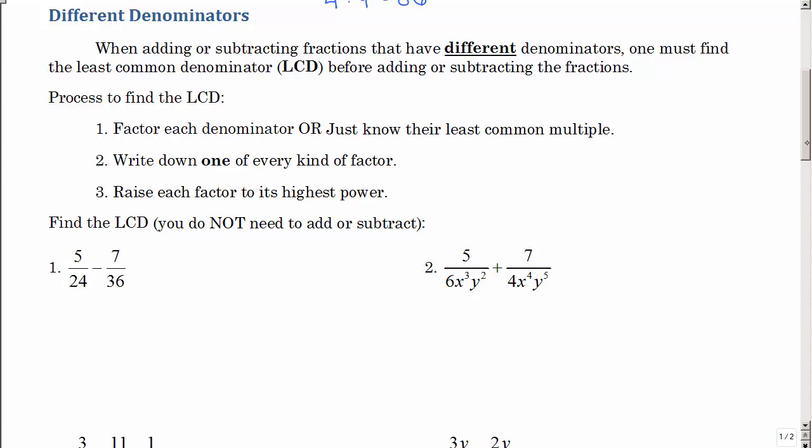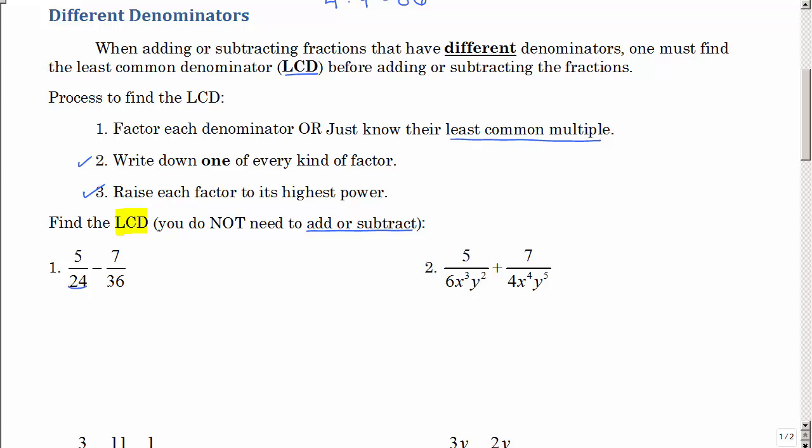The reason why we need the least common denominator is because when you add or subtract fractions that have different denominators, you have to find that LCD before you can add or subtract. So what we're going to do is factor each denominator, or if you just know their least common multiple, you're going to write it down. But if you don't, you're going to write down one of every kind of factor, raise each factor to its highest power. That's the least common denominator. Now we're not going to add or subtract here. We're just finding that LCD. The adding or subtracting comes in another lesson.